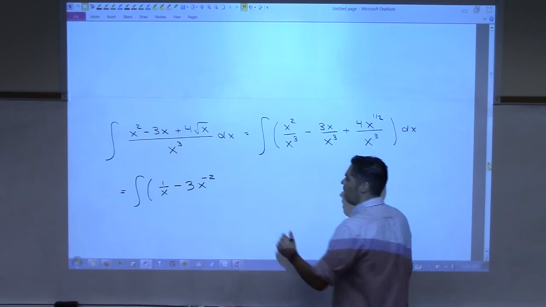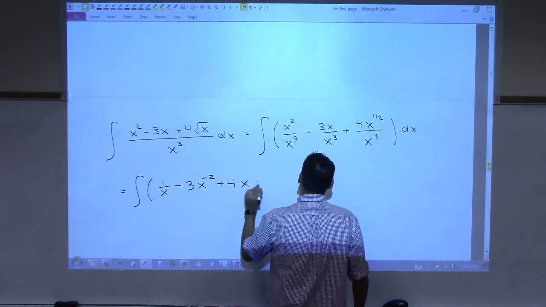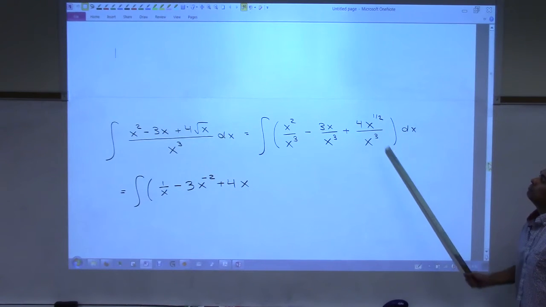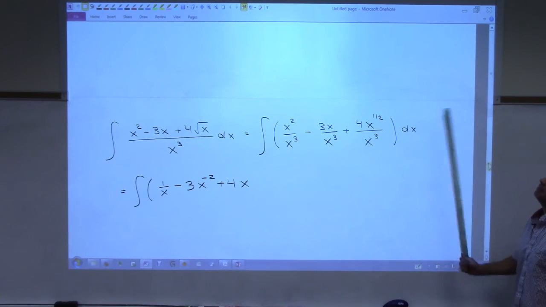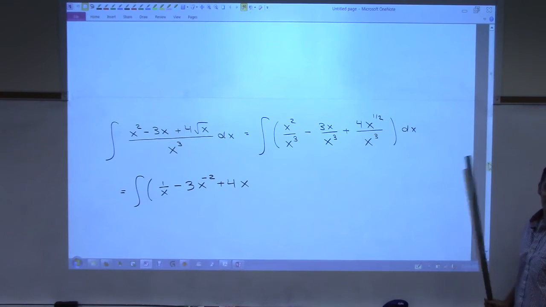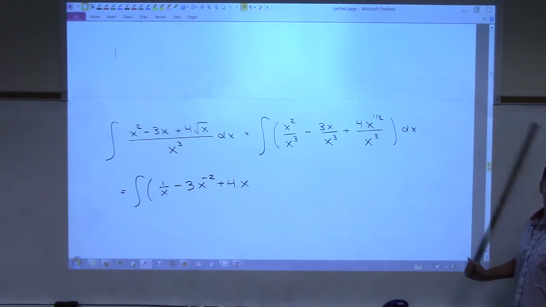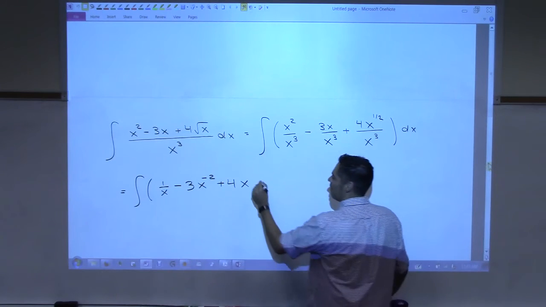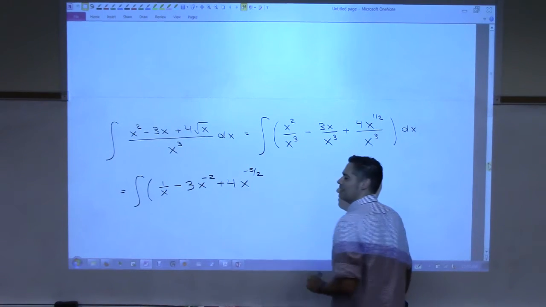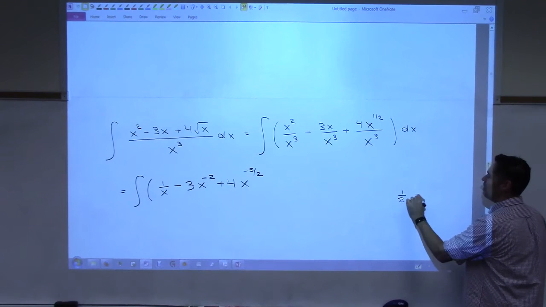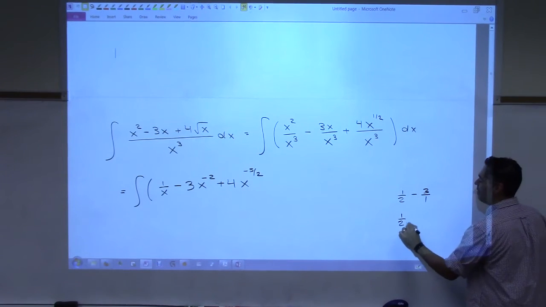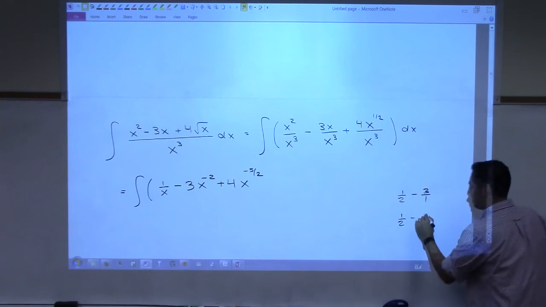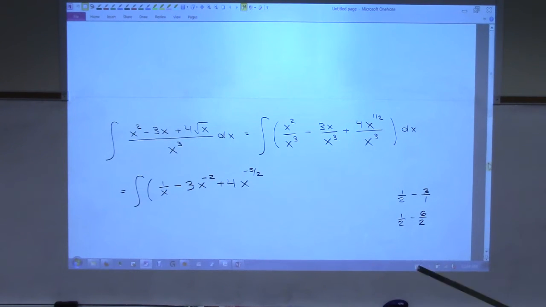Okay, what about my last term? This is going to be plus 4x to what power? Minus 5 halves. Right? We're doing 1/2, we're taking away 3, which is 3 over 1. That's 1/2 minus 6 halves, which gives minus 5 halves.